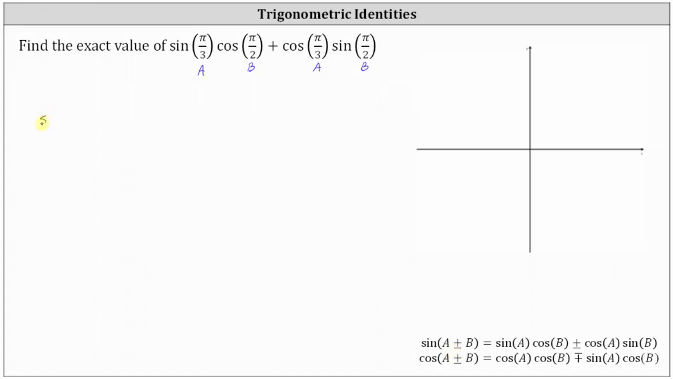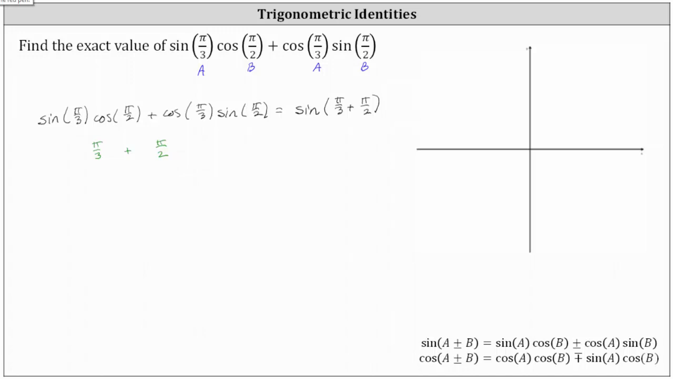So again, the given expression of sine of pi divided by 3 times cosine of pi divided by 2 plus cosine of pi divided by 3 times the sine of pi divided by 2 is equal to the sine of the sum of pi divided by 3 and pi divided by 2. The next step is to find the sum of these two angles and then determine the sine function value. Well, we know to add fractions, we must obtain a common denominator. In this case, the least common denominator is the least common multiple of 2 and 3, which is 6.